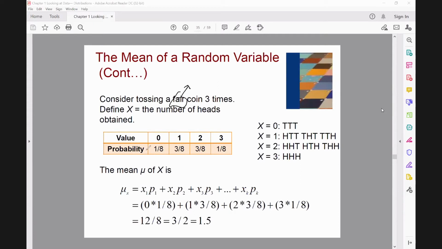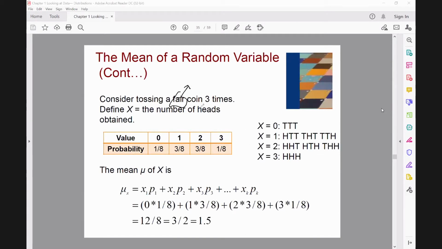Anyway, here, as we said before, we have 4 possibilities. X can take the value 0, 1, 2, and 3. Why? Because when we toss a coin 3 times, it's possible to have H 3 times, or T 3 times. H means head, and T means tail. Then it's possible to have X equal 1, that means just once we have a head, or twice we have a head. It's impossible to have 4 heads, obviously, because we toss the coin only 3 times.